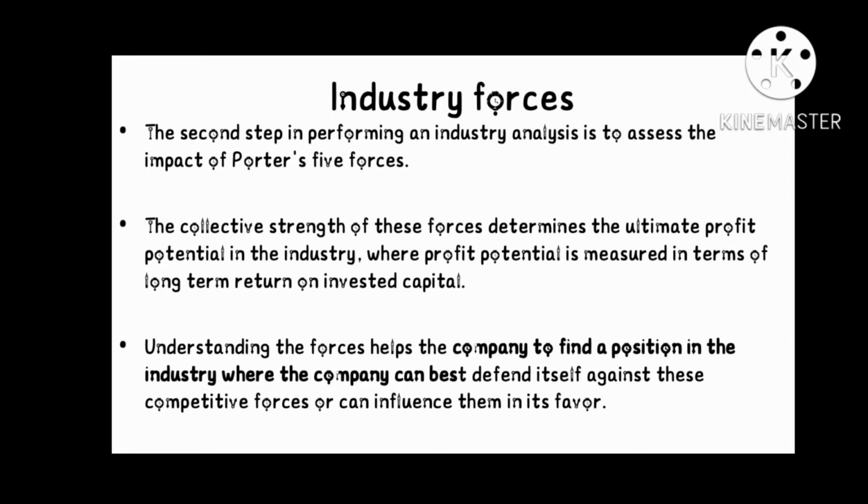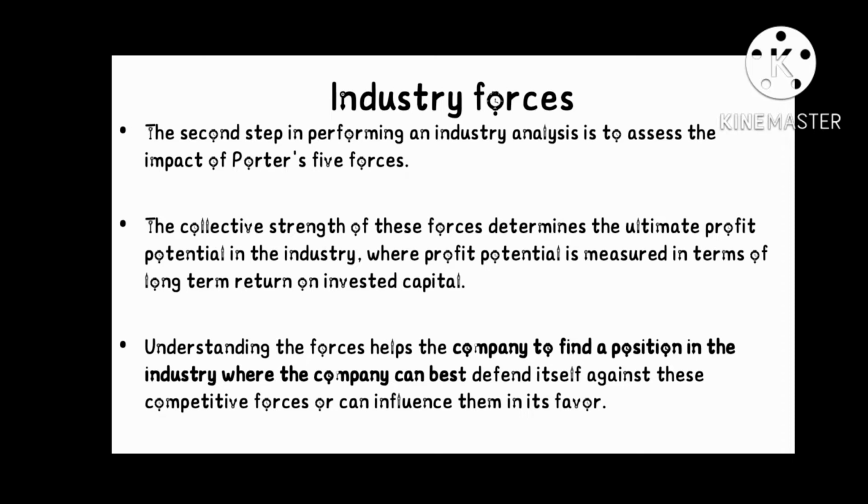Understanding the forces helps the company to find a position in the industry where the company can best defend itself against these competitive strategies. So when you understand the market forces, these 5 forces, Porter's 5 forces, you are able to come up with the best position in which you will situate yourself, or you can come up with the best strategy to help you overcome the challenges. So a company is able to find a position in the industry where the company can best defend itself against the competitive forces, or that can influence them in its favor.